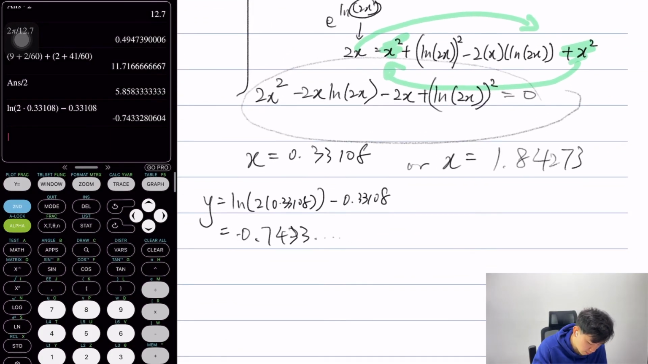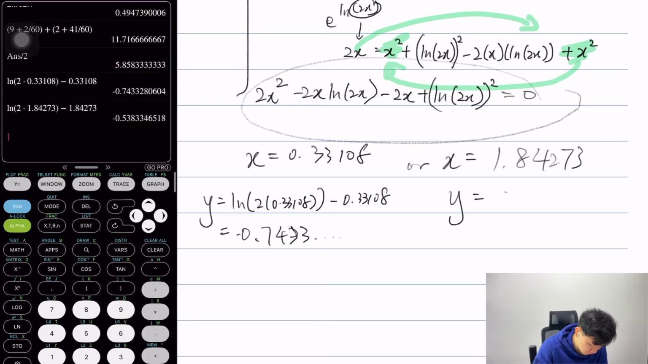Okay, and then what about the y for the other one, which is the natural log of 2 times 1.84273, and then minus 1.84273, which is 0.538833, something like this.